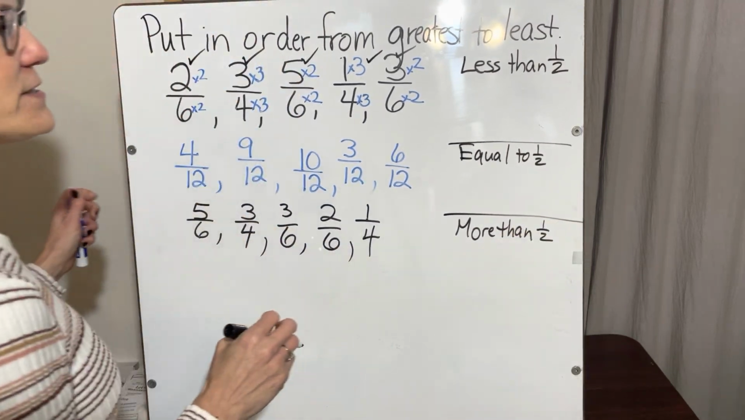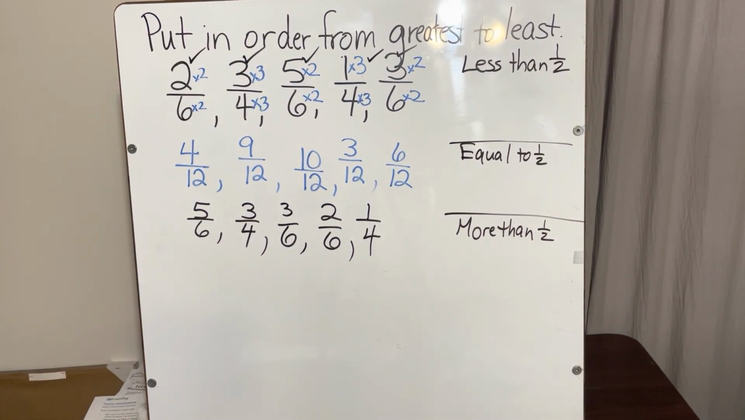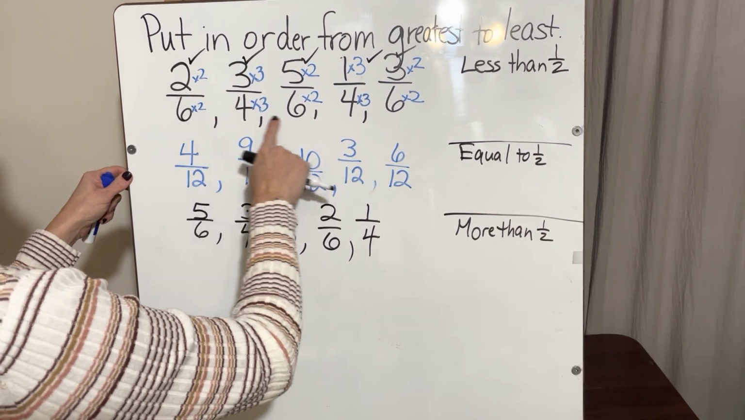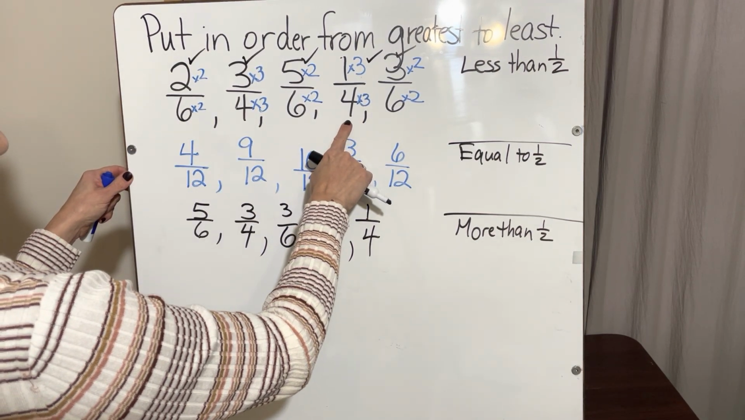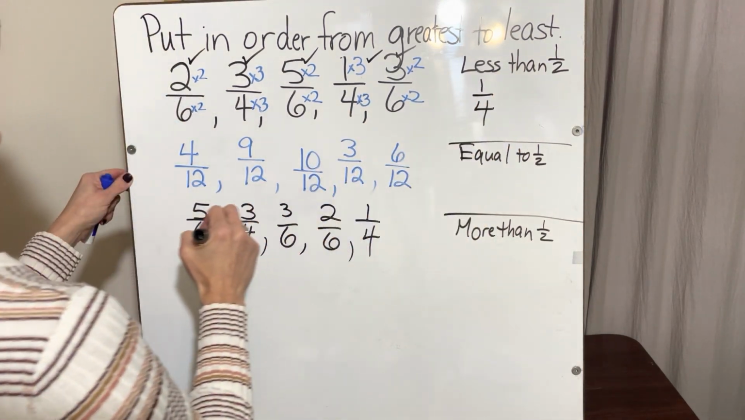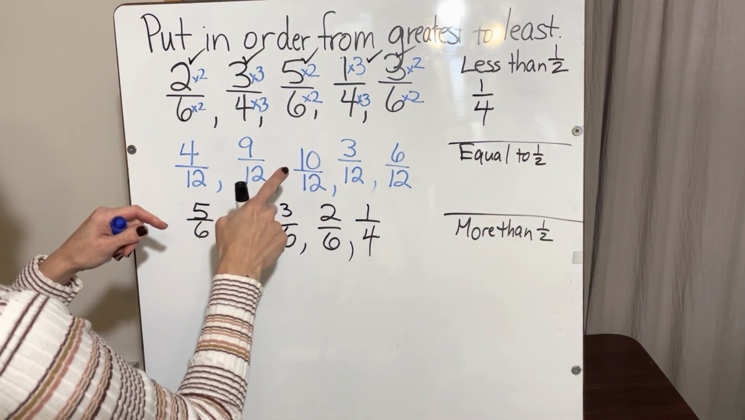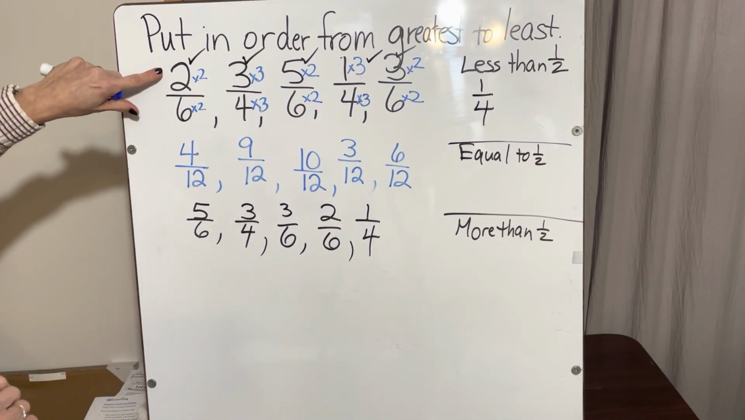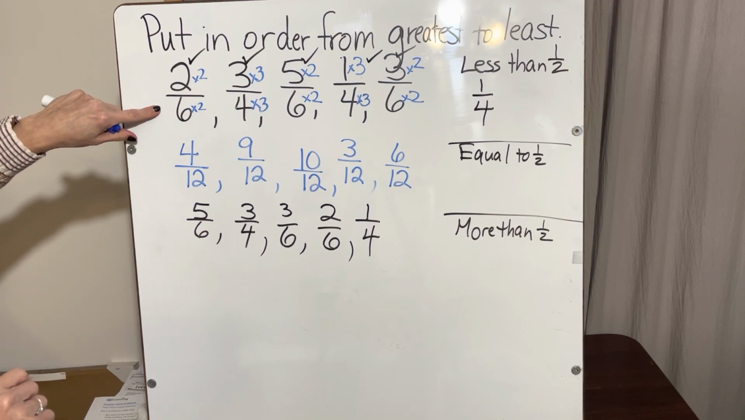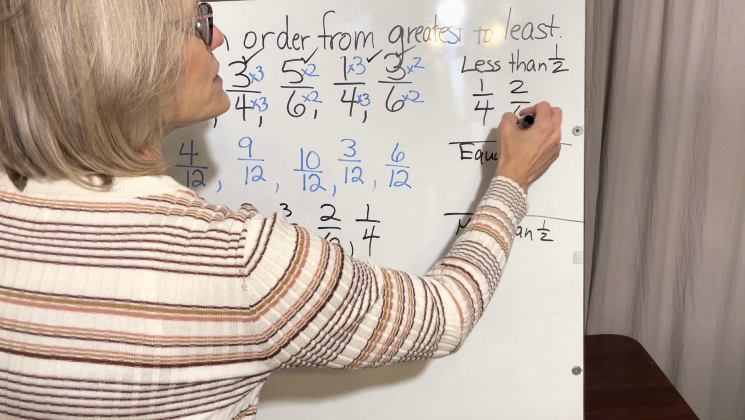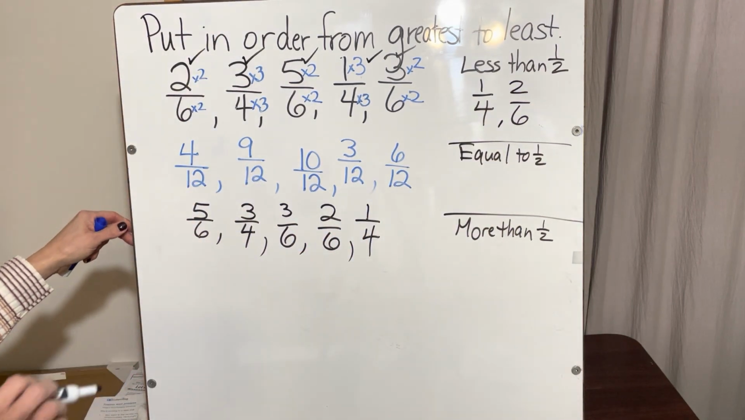So I can categorize them, okay? So the ones that are less than half. When I look up here, the ones that are less than half, 1/4 is definitely less than half. Are there any others that are less than half? Well, 2/6, when I look at 2/6, I know 3/6 is equal to half, so this is going to be less than half also. So 2/6. So I've got two that are less than half.